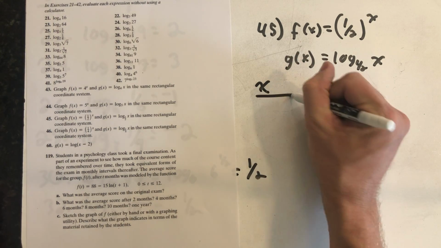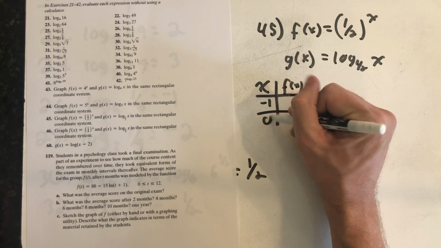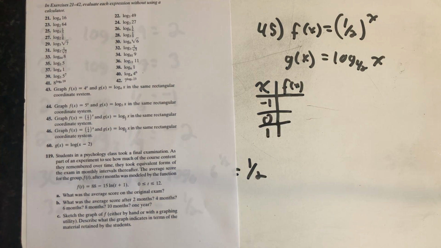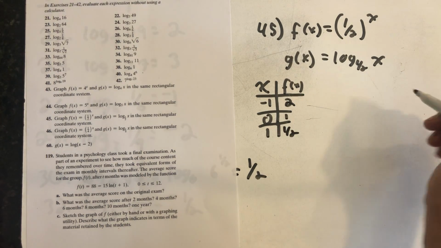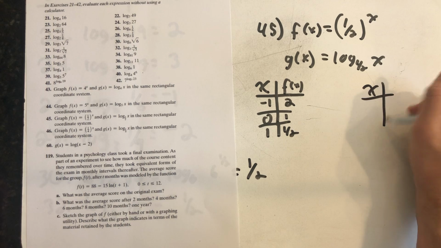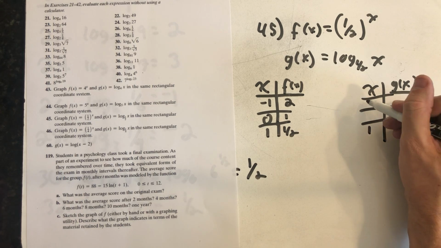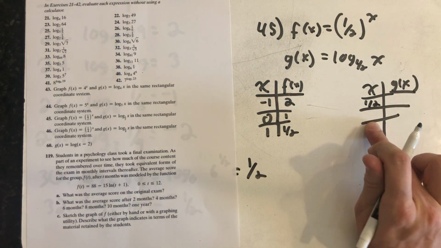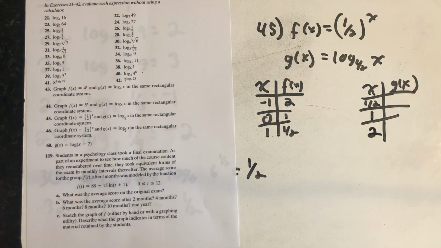So for the exponential function, well, I'd like to plug in -1, 0, and 1 when I'm graphing an exponential function. And I'd get out a 2, a 1, and a 1/2. For the logarithm, g of x, well, I like to plug in the base, 1/2, I like to plug in 1, and I like to plug in the reciprocal of the base, 2.